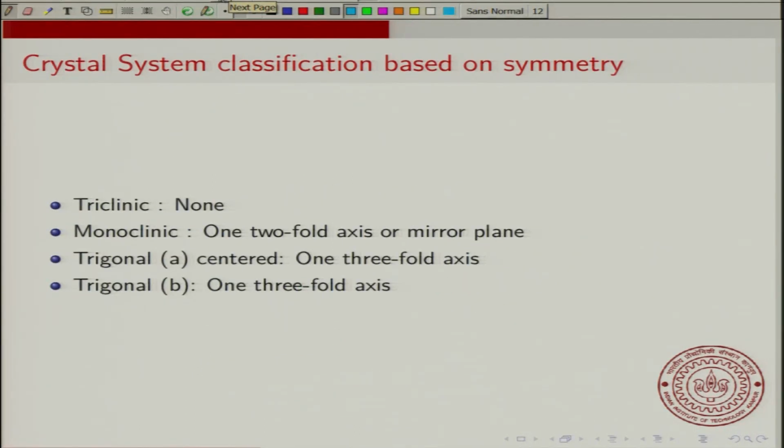One of the things we have learned is that there are 7 crystal systems, and we think of them in terms of the shapes of the unit cell and the restrictions on the shapes. But there is an alternate way to think of the 7 crystal systems in terms of symmetries. I will list the first 4 here. Suppose you take a triclinic system. What we are looking at is the essential symmetry.